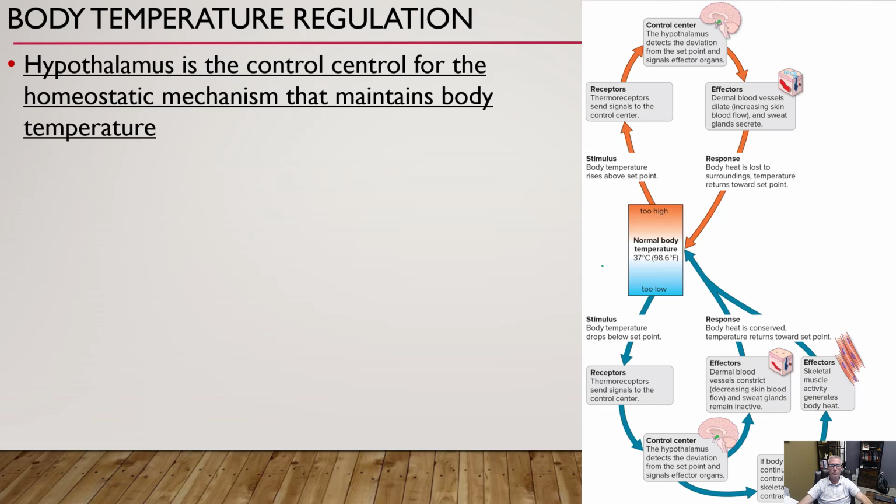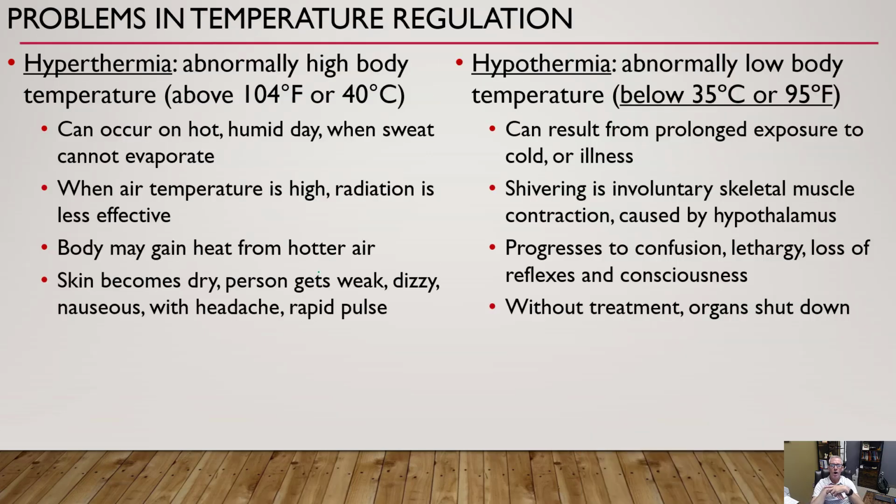Remember that the hypothalamus is the control. Oh, I can't spell. C-O-N, control for the homeostatic mechanisms that maintain body temperature and for all negative feedback loops. All right, so what happens if our body temperature goes way too high or way too low? That's called hyperthermia or hypothermia.